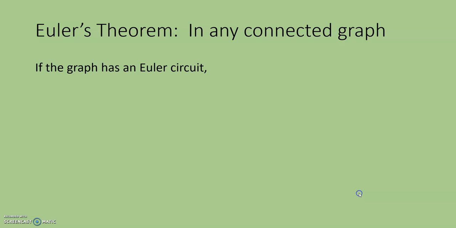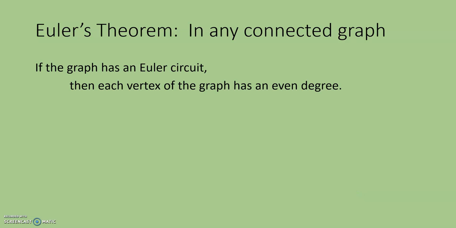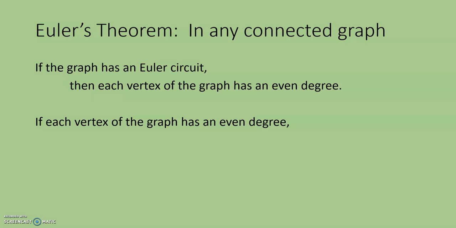Euler's theorem says that in any connected graph, if the graph has an Euler circuit, then each vertex of the graph has an even degree. If each vertex of the graph has an even degree, then the graph has an Euler circuit.